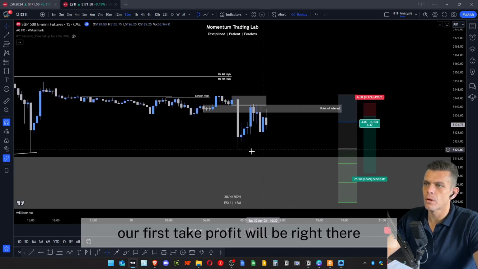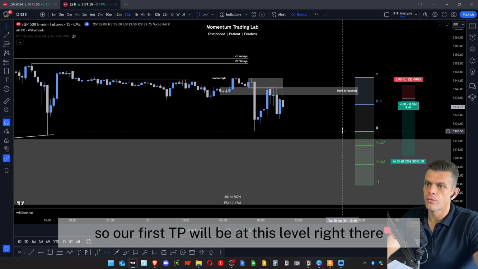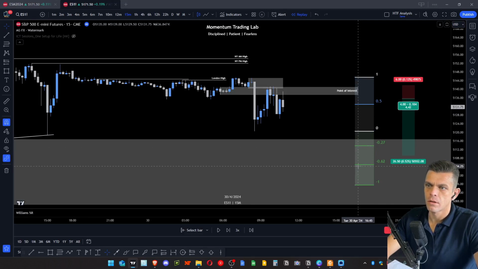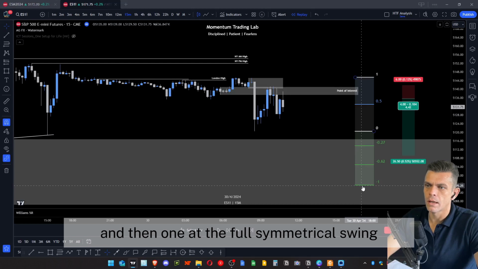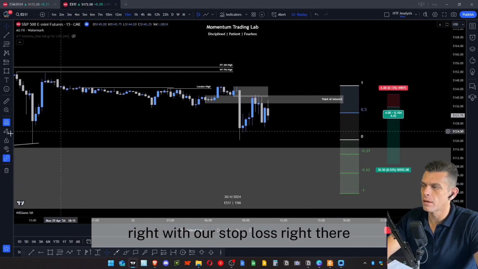Our first take profit will be right there. Then the second one will be, let me actually switch on the levels. Okay, so our first TP will be at this level right there. Second one at the negative 0.27. Third TP at the negative 0.62. And then one at the full symmetrical swing. All right, with our stop loss right there.